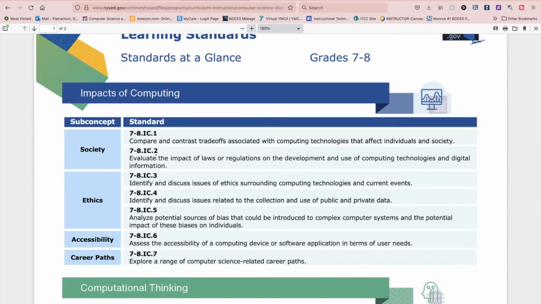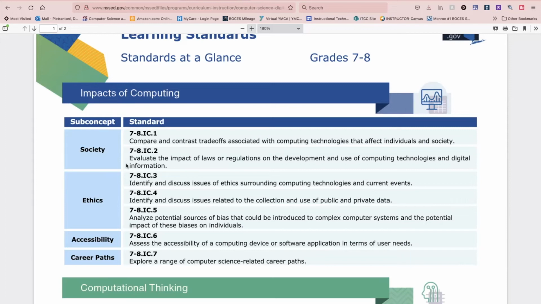I'm going to look at standard number 2. Let's go up to the sub-concept area society, and standard number 2, evaluate the impact of laws or regulations on the development and use of computing technologies and digital information. So, laws have certainly changed. Maybe even talking about copyright laws, how it used to be a lot different when we didn't have digital resources, video resources, and things like that.